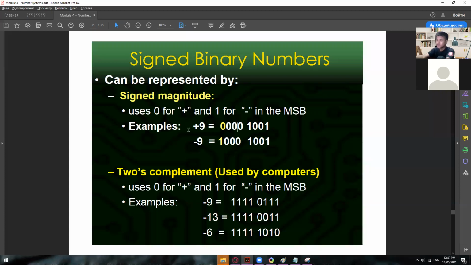So if you want to represent positive 9, just keep that as it is, wherein we will not change anything. So it's 0 0 0 0 1 0 0 1. In here it is a value which is 9, and then the leading bit in here is the representation of your sign. So if it's 0, then it's positive. However, if you want to represent this 9 right here as negative, then just make that 0 into 1. So negative 9 right here is 1 0 0 0 1 0 0 1.